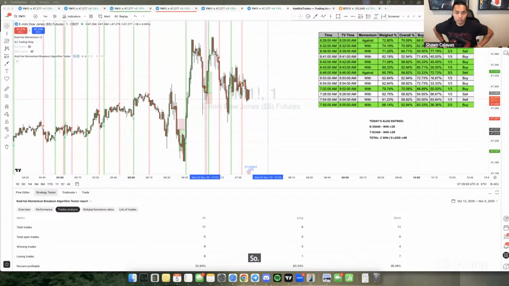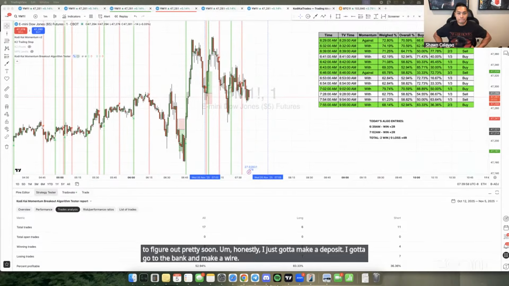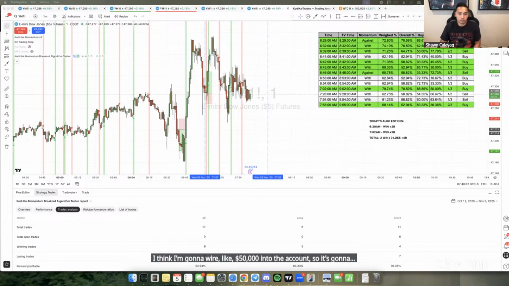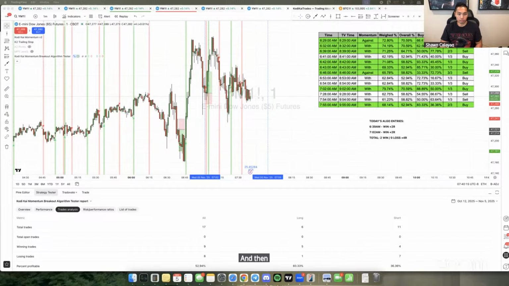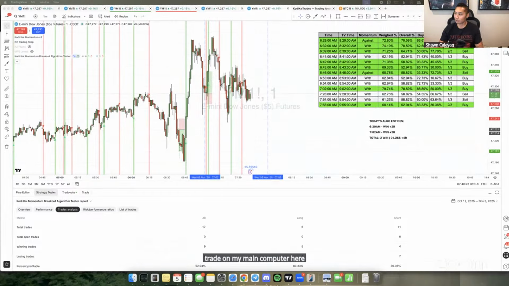So I still haven't figured out the platform yet. I got to figure it out pretty soon. Honestly, I just got to make a deposit. I got to go to the bank and make a wire. I think I'm gonna wire like 50,000 into the account, so hopefully I get cleared pretty soon. I just need to play with the platform to see how it works and get familiar with everything before I transfer everybody over. But that's probably gonna be the move. I'm probably gonna continue using my laptop just for Ninja, and then for StoneX, if they work on Mac, I'll just trade on my main computer here.